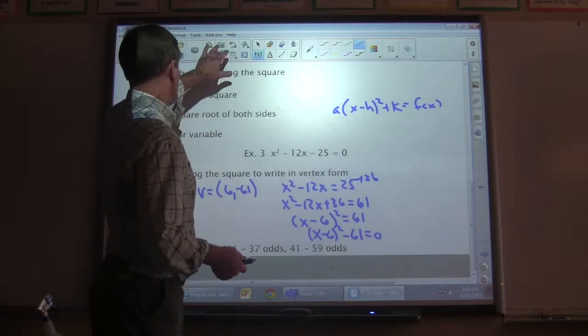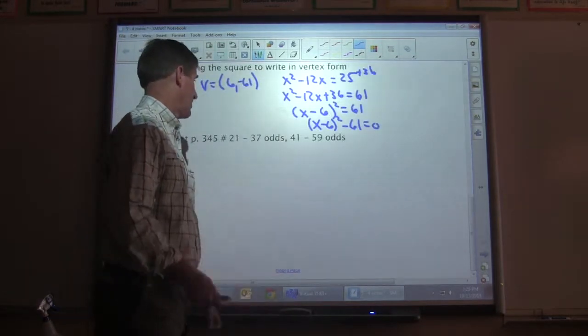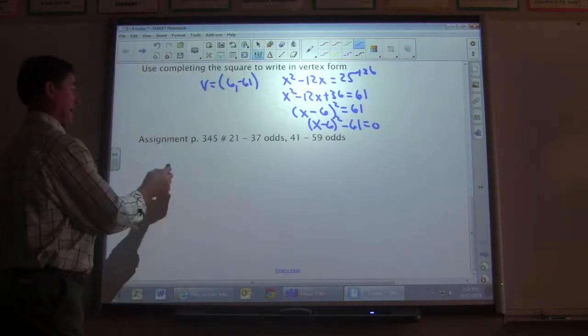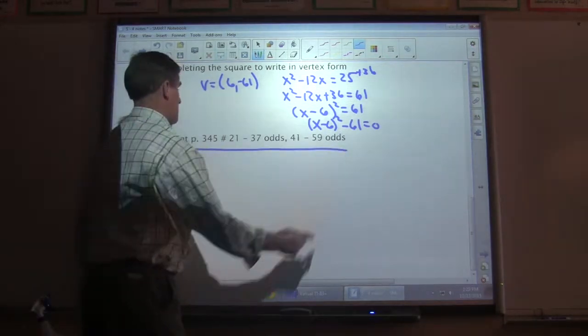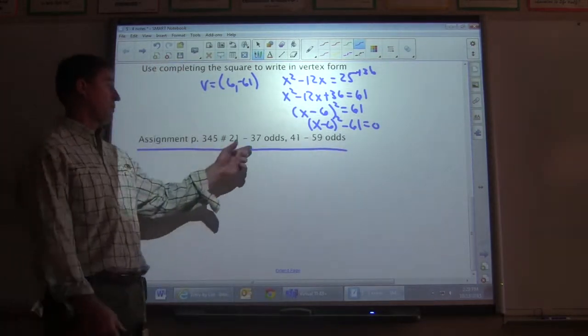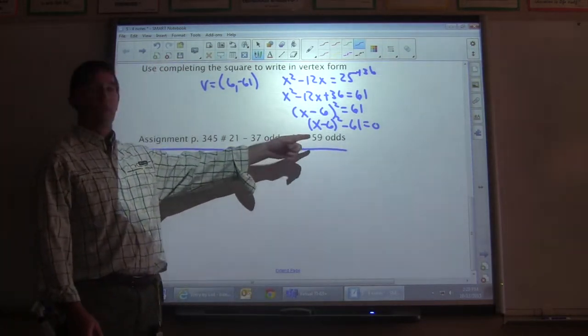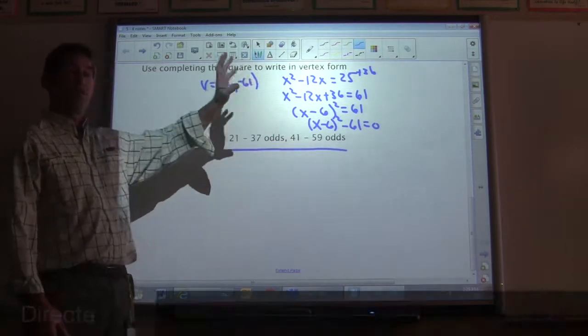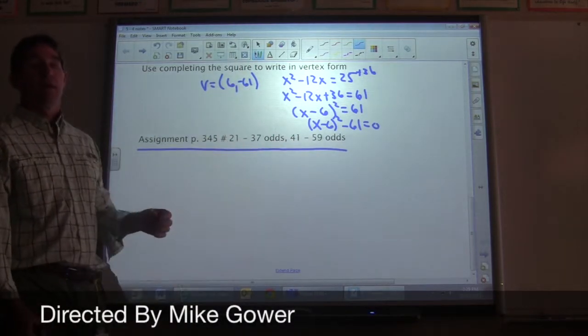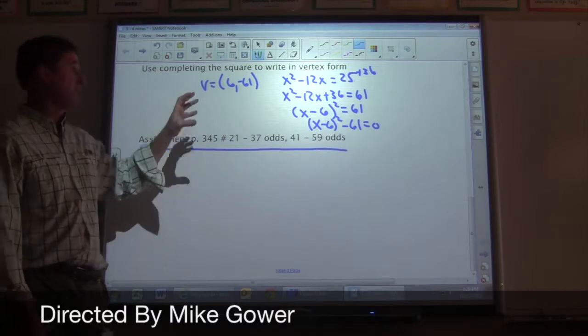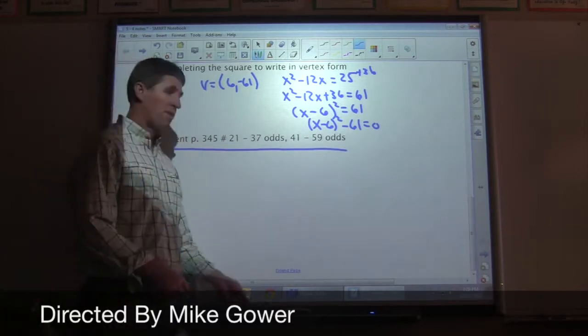So your assignment for 5-4 is page 345, numbers 21 to 37, the odds, and 41 to 59, the odds. So make sure you follow the steps closely. And if you just follow each step as you go, hopefully you won't have too much trouble with that.